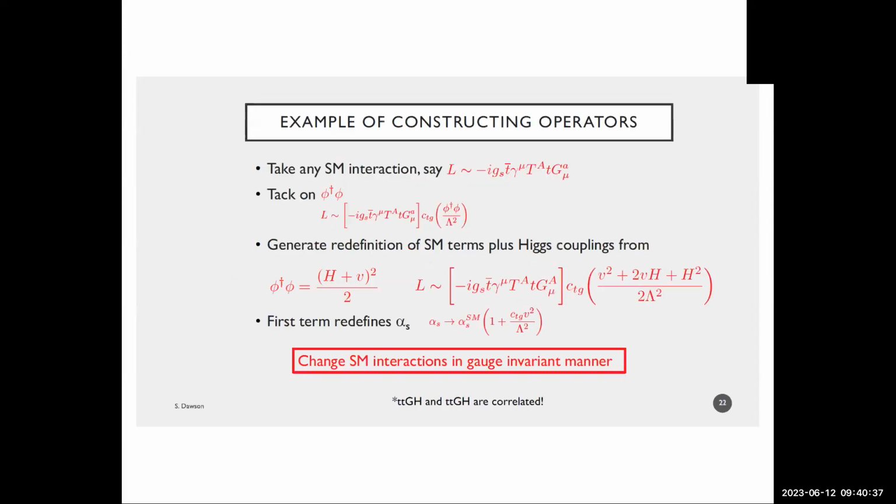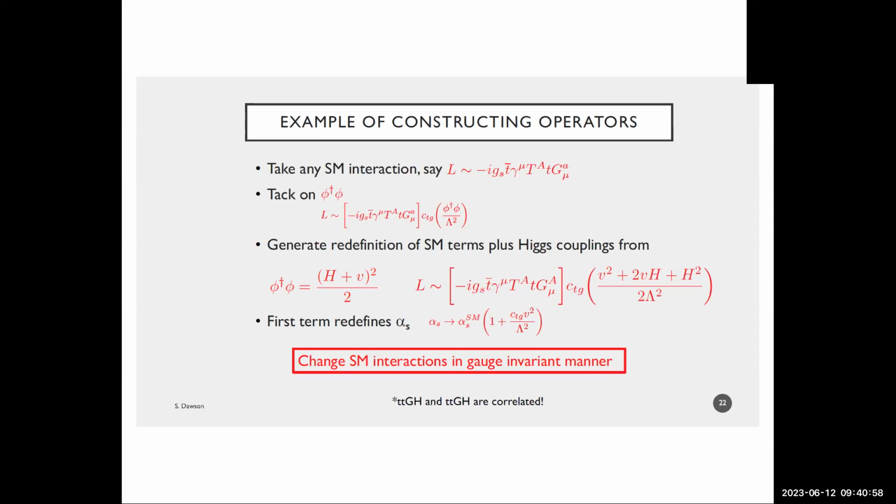Okay, so let's see how we do this. Let's start constructing some of these operators and see what they do. So let's start with the top quark interaction with gluons. Here's two top quarks, here's a gluon, and here's a strong coupling constant. This is a standard model interaction. So this is dimension 4: 3 halves, 3 halves, 1.